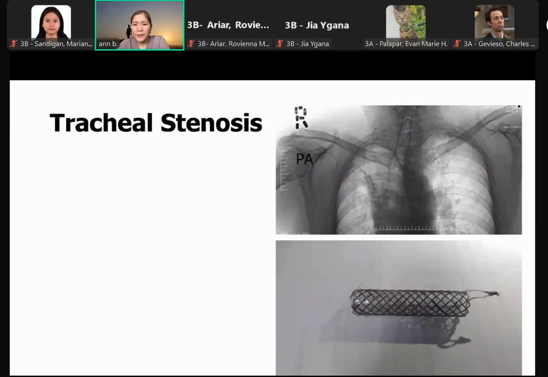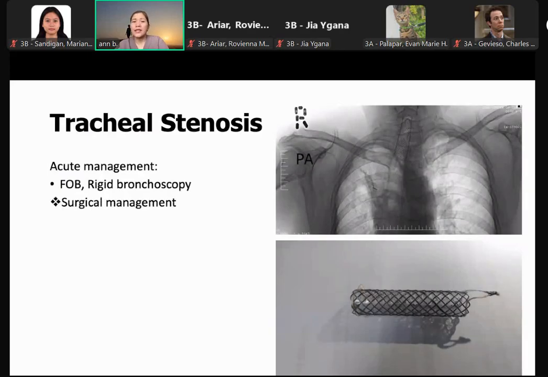So we have here a patient. This was my experience when I was in Lung Center. This patient had a tracheal stenosis secondary to post-intubation injury. For acute management, because this patient came in with dyspnea or stridor, meaning there's an obstruction, the immediate management is fiber optic bronchoscopy to note where the area of stenosis is, then do the rigid bronchoscopy for the dilatation.